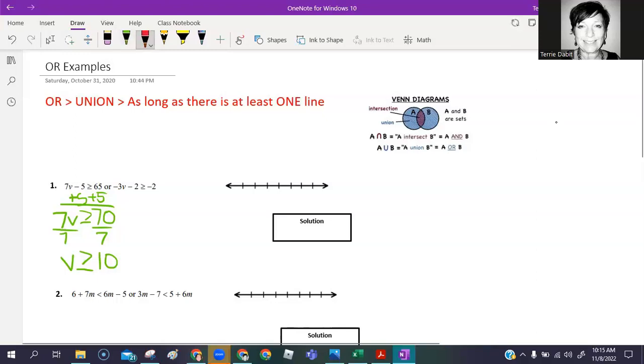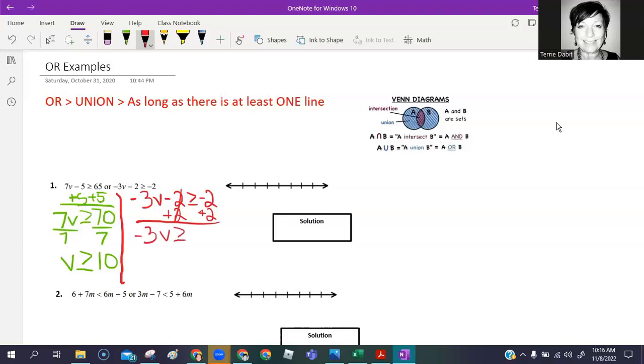Okay, if I do the other side, -3v minus 2 is greater than or equal to -2. I'm going to add 2 to both sides. I have -3v is greater than or equal to 0. I'm dividing by a negative. We talked about what happens when you divide by a negative. So therefore, my inequality sign is going to flip. Like this sign flipped, it flipped the other direction.